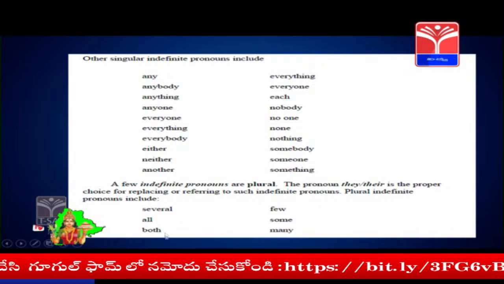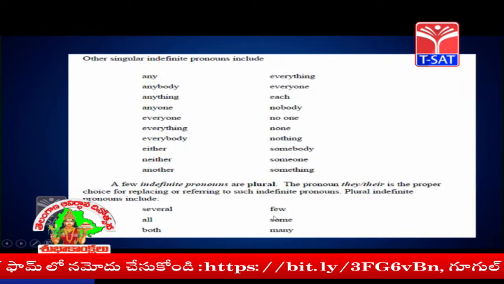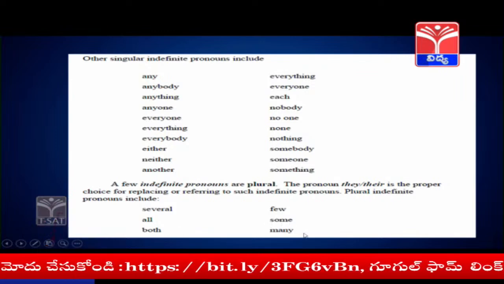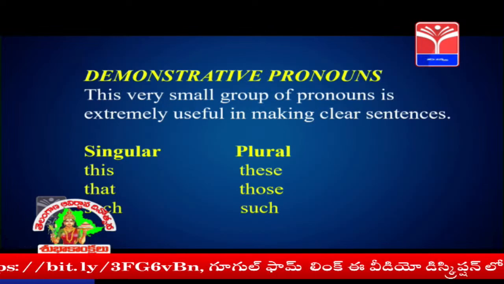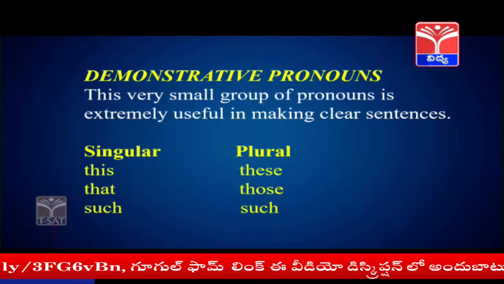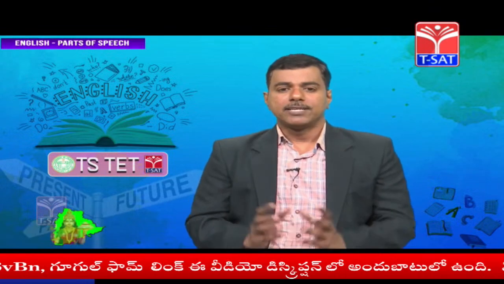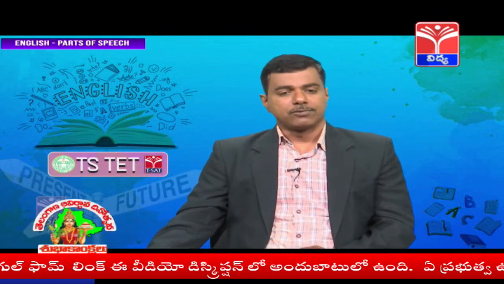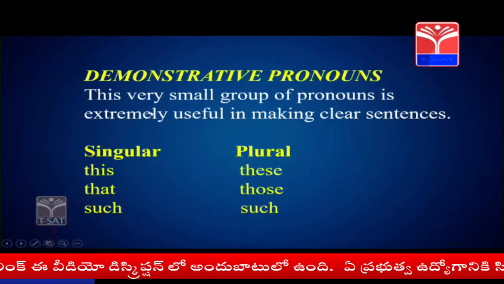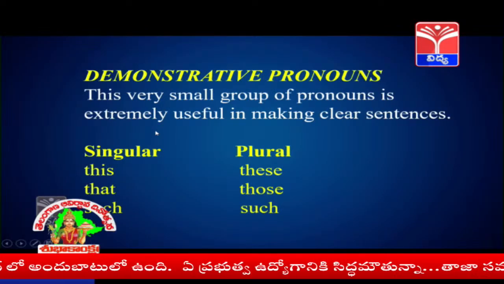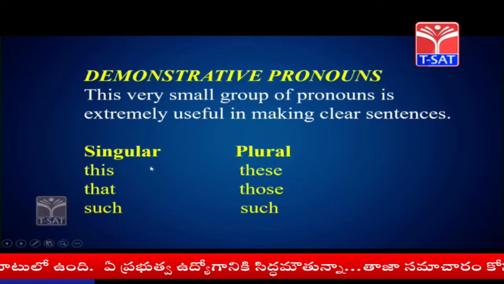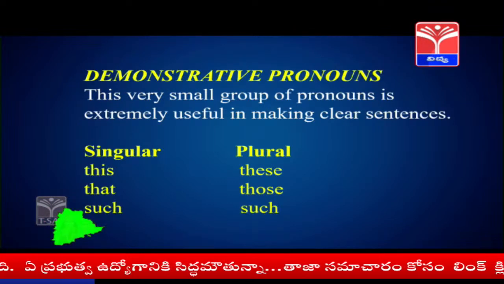Several, all, both, few, some, and many. So these are some of the examples for indefinite pronouns. Now we'll move on to the third category of pronouns, that is demonstrative pronouns. This very small group of pronouns is extremely useful in making clear sentences. We often make use of them.